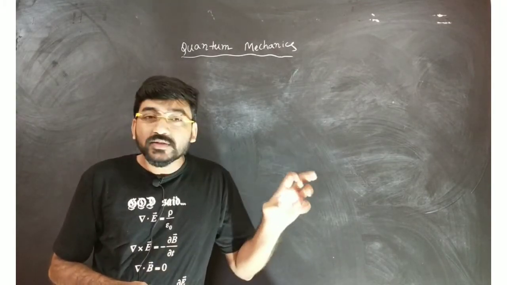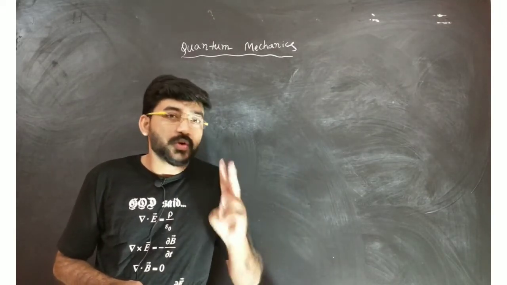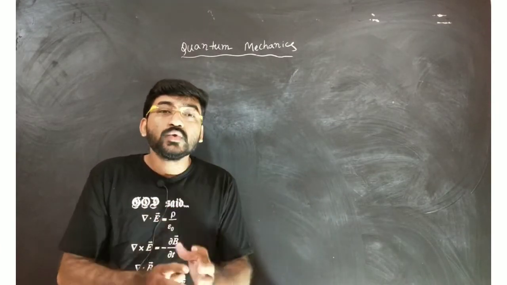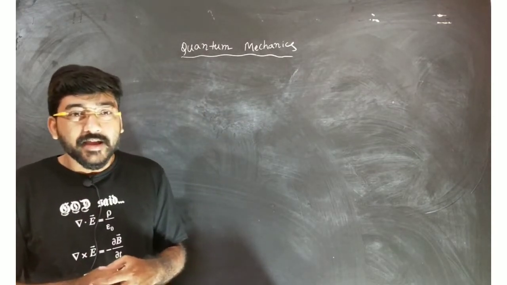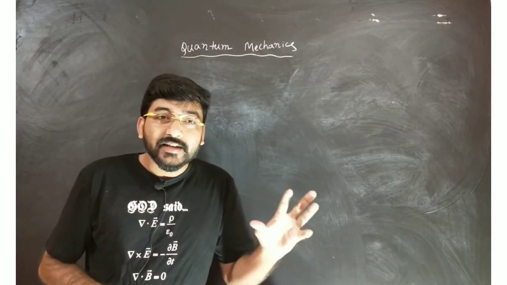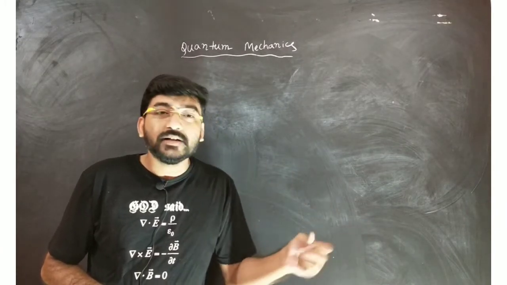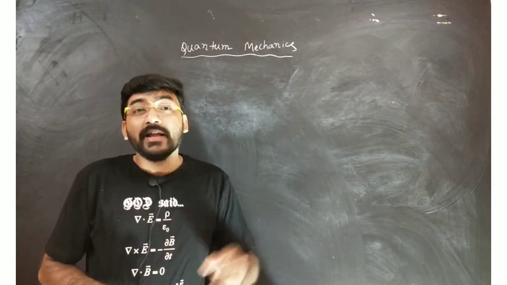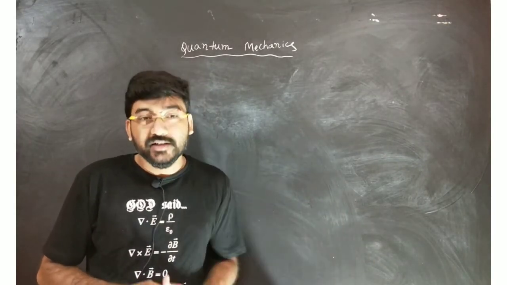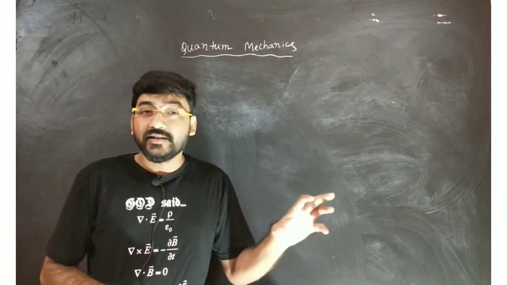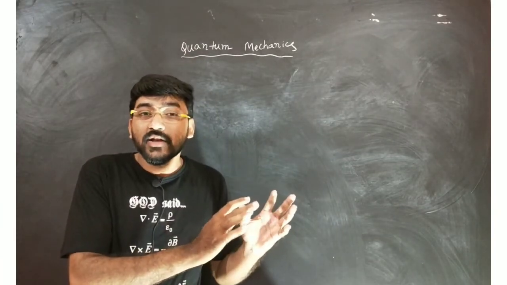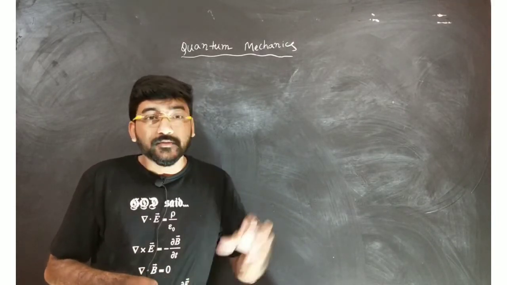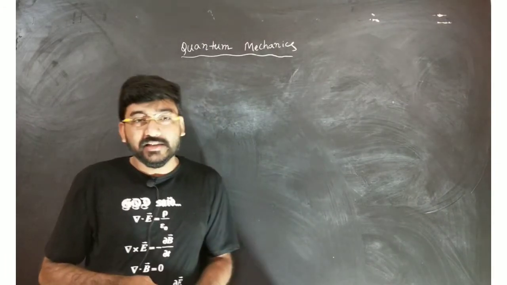To solve a second order differential equation, you have two constants, and to find the values of the two constants, you need two initial boundary conditions. Those are, at t equal to 0, the position of the particle, and at t equal to 0, the velocity of the particle. That means the initial position and velocity, and that is called the initial state of the particle. So in classical mechanics we always know the initial state of the particle, because we can observe the particle initially.